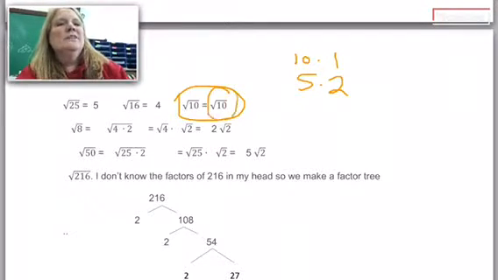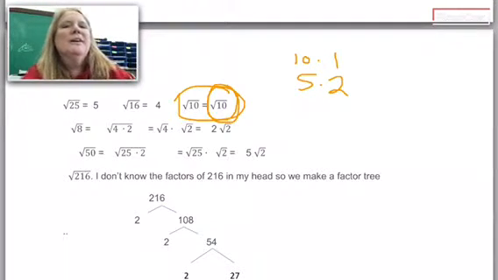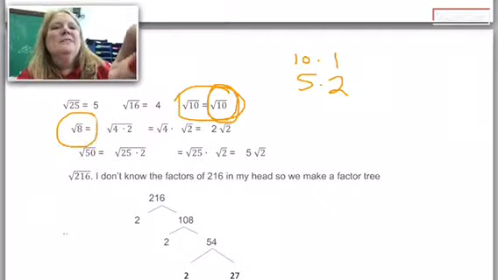So the square root of 10 is simplified. So now let's look at one that we can simplify: the square root of 8.